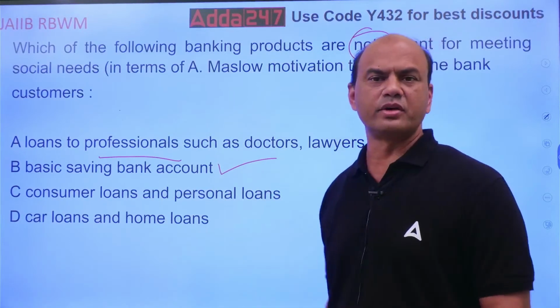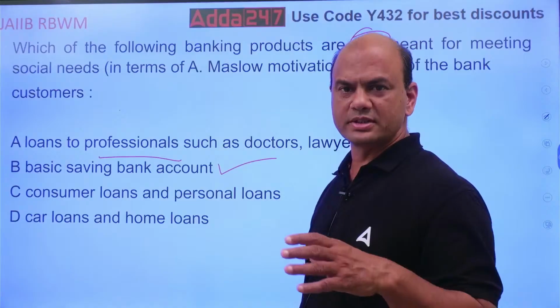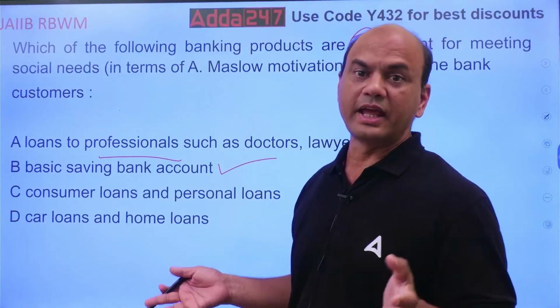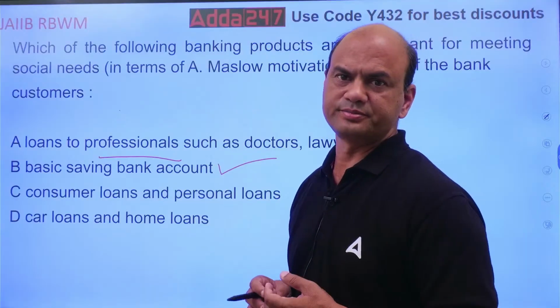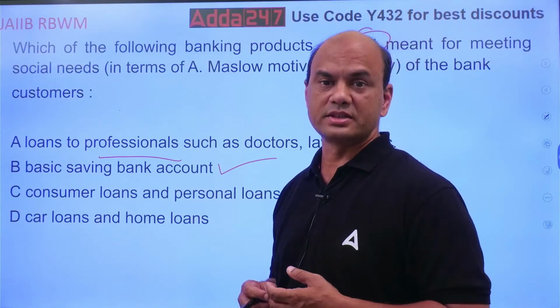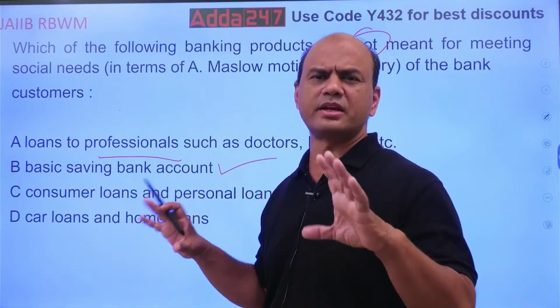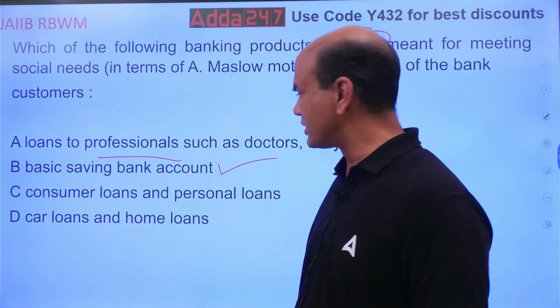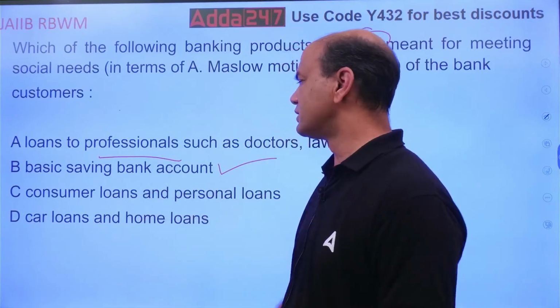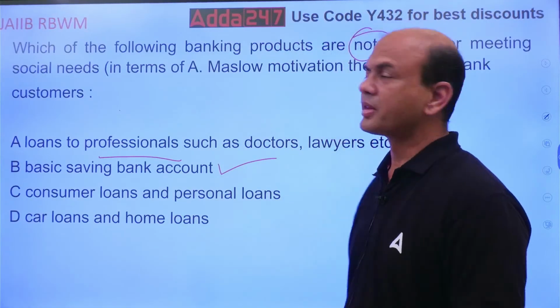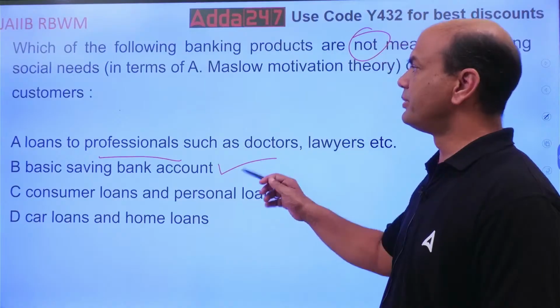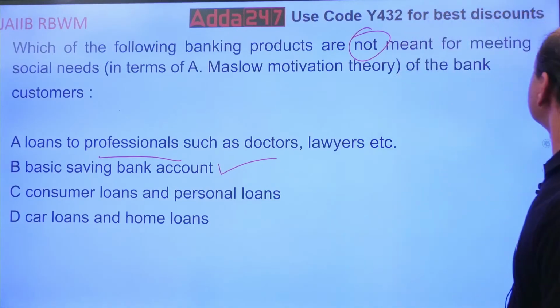Social needs means what? Generally the taxpayers in our country are from this level. We call it middle class. A lot of persons are in the middle class. So there, consumer loans, personal loans needed, car loans and home loans needed, obviously. So, BSBD is not needed.